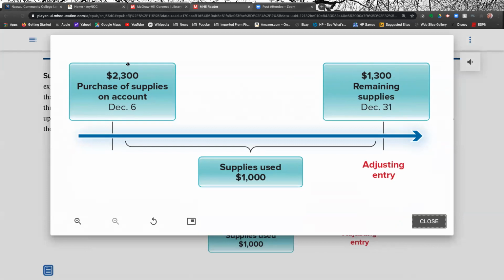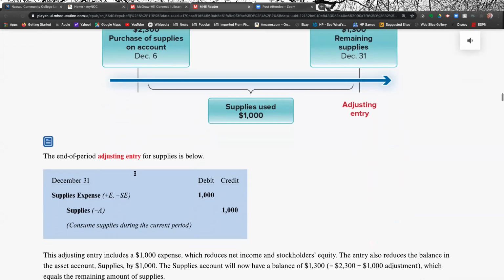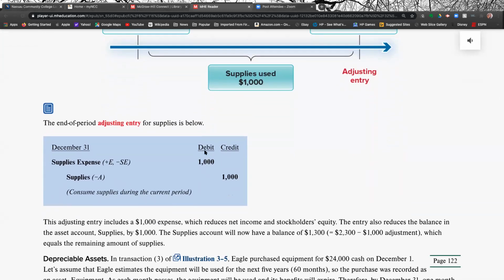Well, if I bought $2,300 worth of supplies at the beginning of December, but at the end of December there's only $1,300 in there, what happened to the difference? 2,300 minus 1,300 is 1,000. What does that mean? It means $1,000 worth of supplies were used. What entry gets made for that? Debit supplies expense, credit supplies.